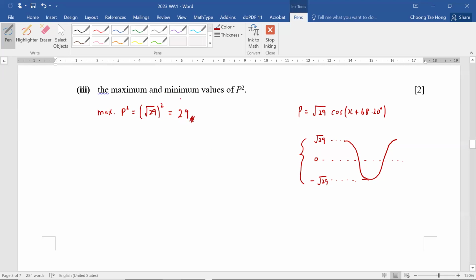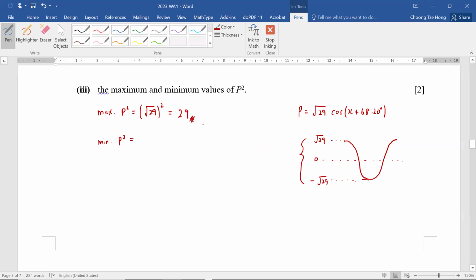Then the next part, minimum. This is something that we seldom come across. Minimum p squared. Usually they ask us for minimum p only. If it's minimum p, it will be negative square root 29. But for p squared, you need to think carefully. Because you are squaring the number, even if you put in a negative value of p, you square it and you will still get a positive answer.